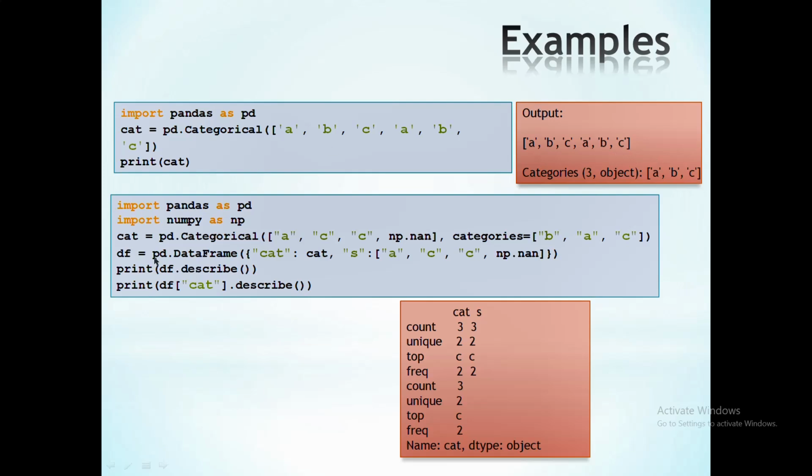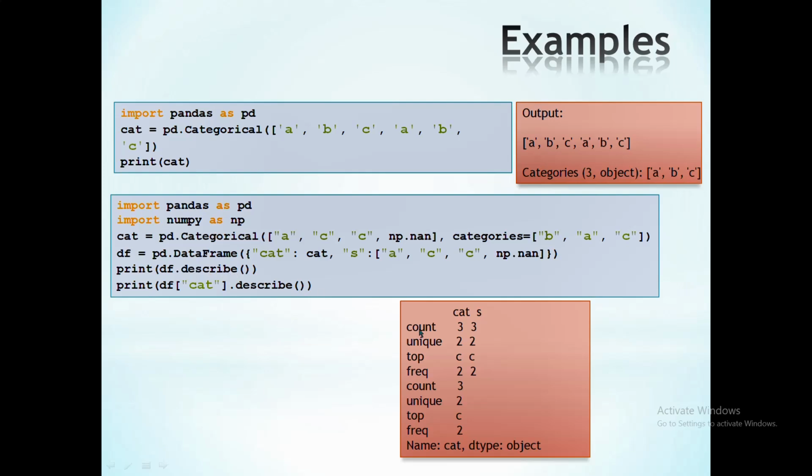Now I am using a categorical value in a data frame. First I am creating the values A, C, C, then using numpy NaN, not a number, with categories equal to B, A, C. Now I have created this cat as a data frame, where cat will be the label and s will be the index: A, C, C and not applicable. That is what we call the index.